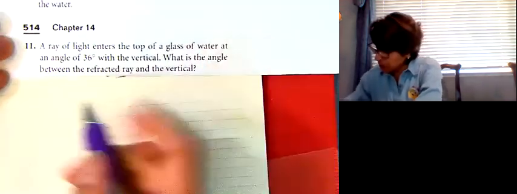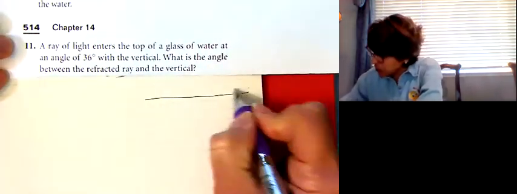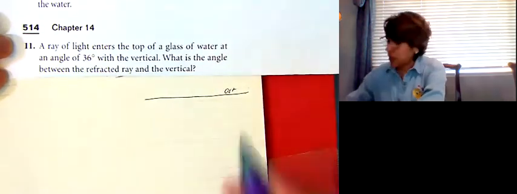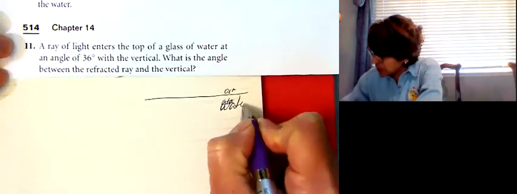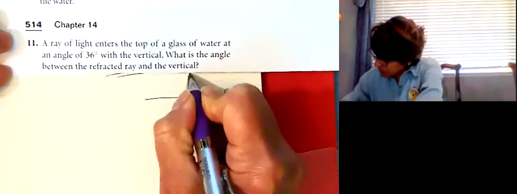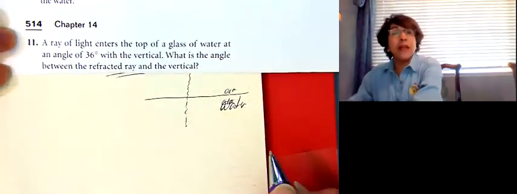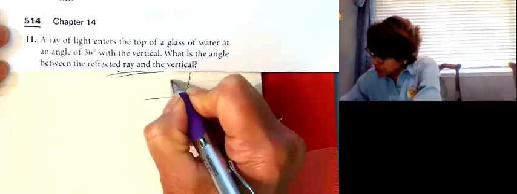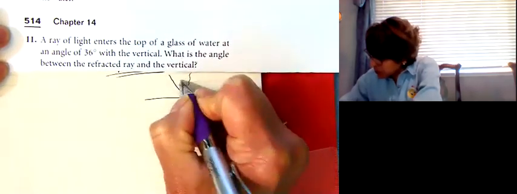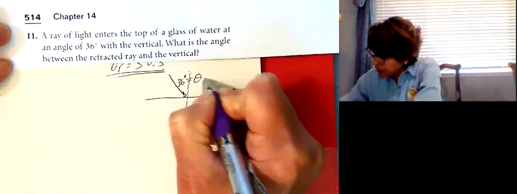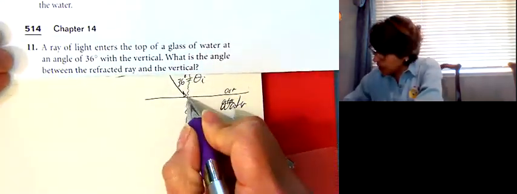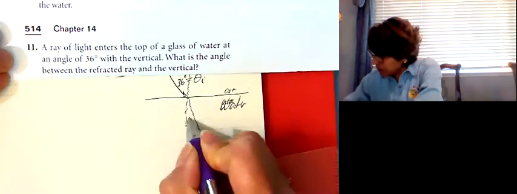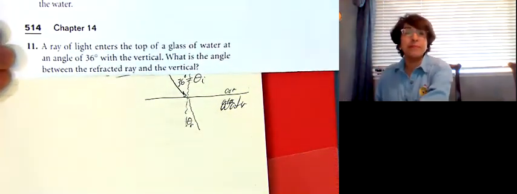So same thing. We've got the same kind of scenario. We have air inside your glass, and then it hits the water inside your glass. With the vertical, the angle is 36 degrees. I would say that right there is 36 degrees. That's my angle of incidence. So the question is, what is my angle of refraction?